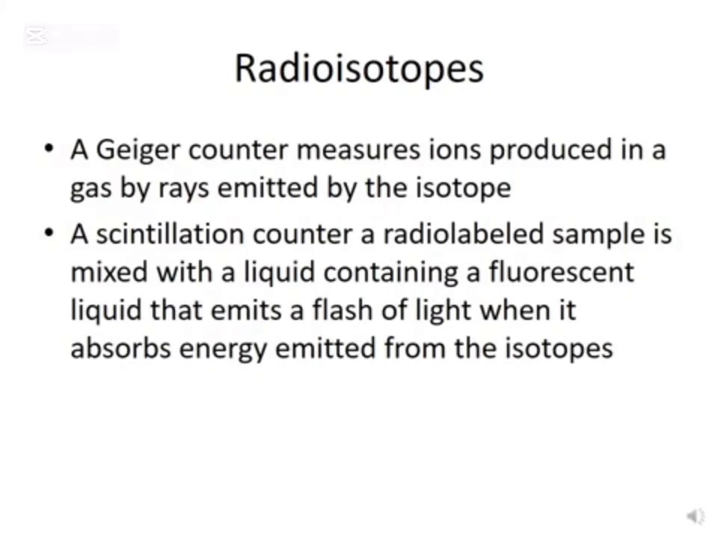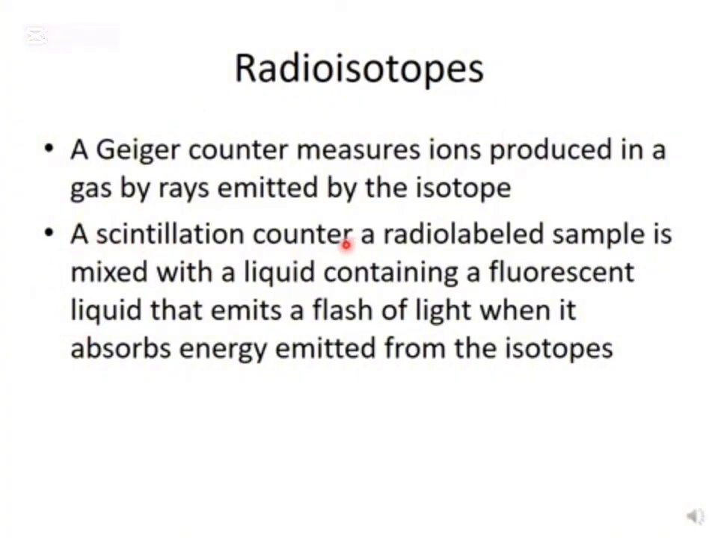In order to measure the amount of energy that's emitted from a radioisotope, we have two options. Either a Geiger counter is used. A Geiger counter measures the ions produced by the rays that are emitted from the isotope. These rays interact with a gas that is present in the Geiger counter, and that gas produces ions, and the Geiger counter counts those ions.